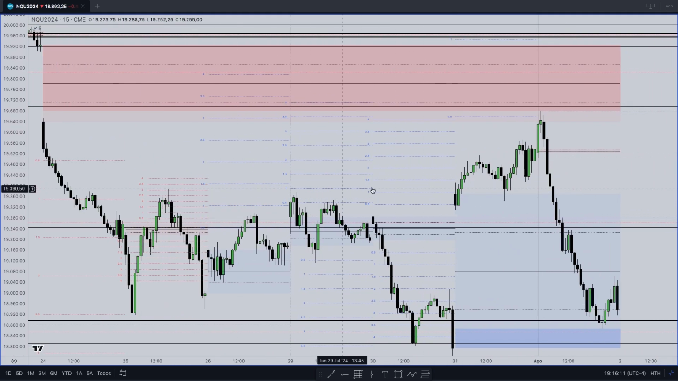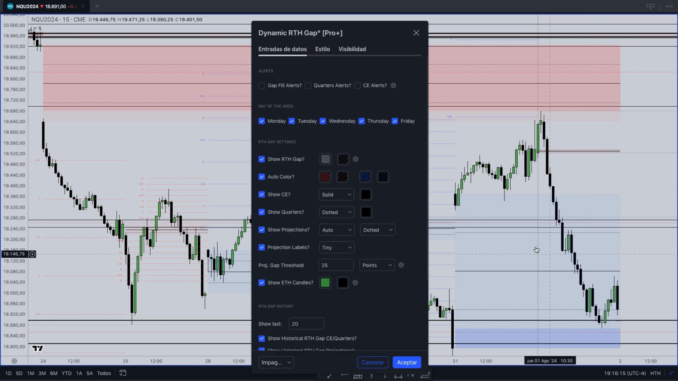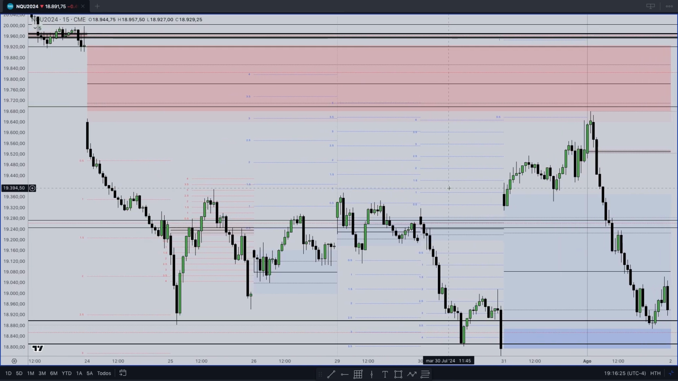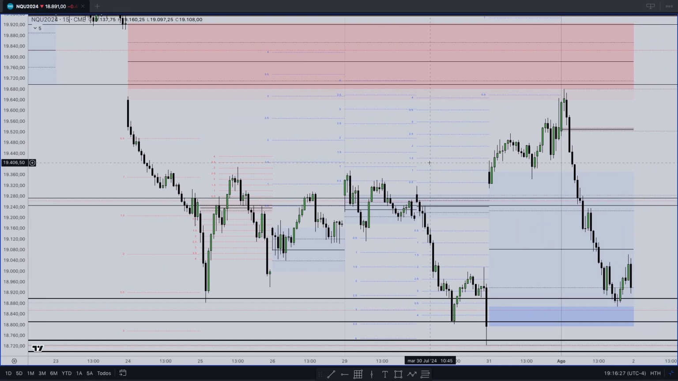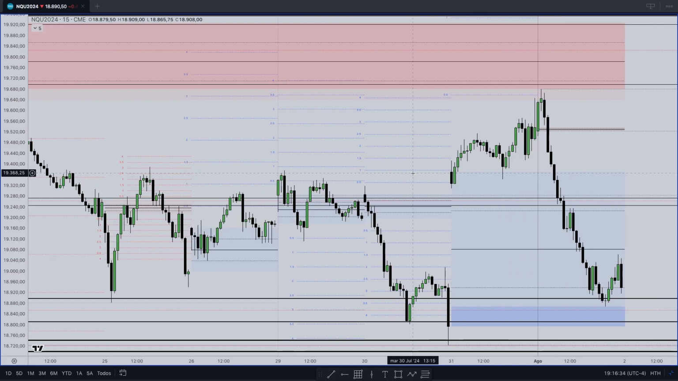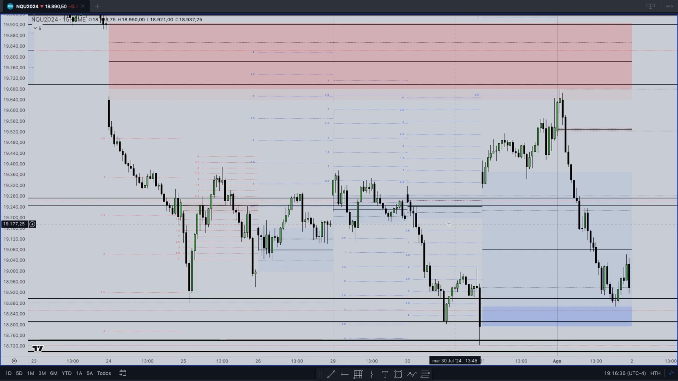So this is the tool that I designed with Toodegrees. This is Dynamic RTH Gap Pro, and I love this tool because basically I don't have to do anything for my intraday annotations. You have these gaps. It's the standard deviation projections that I use also.